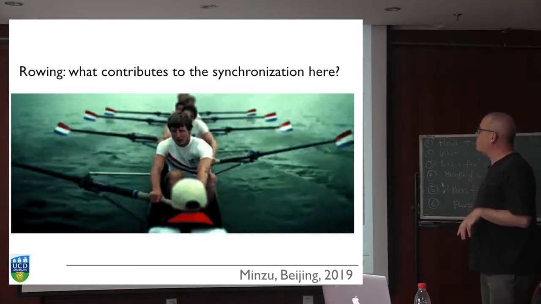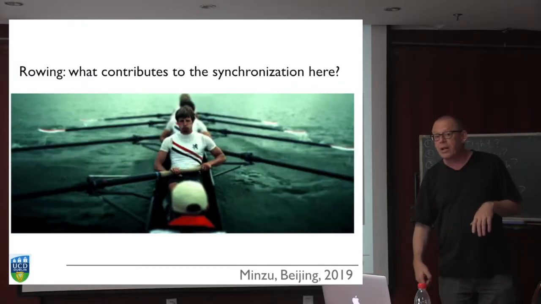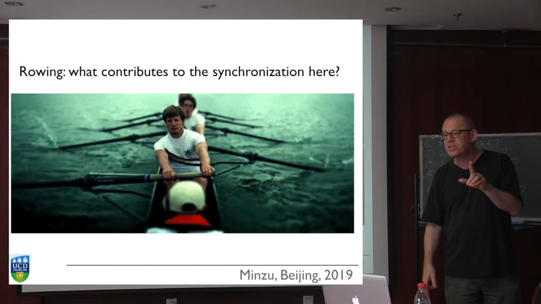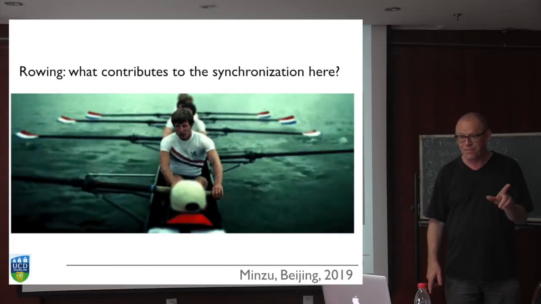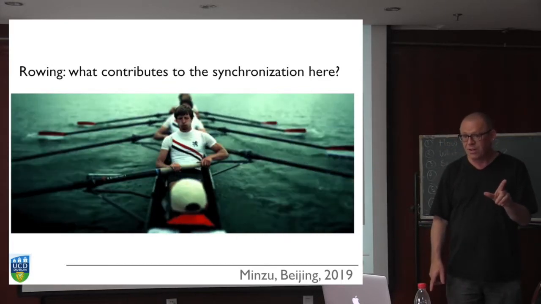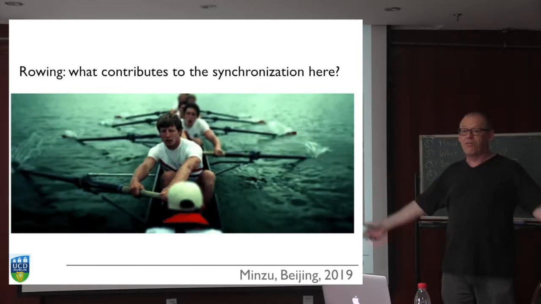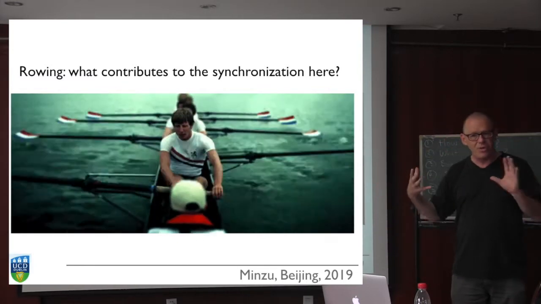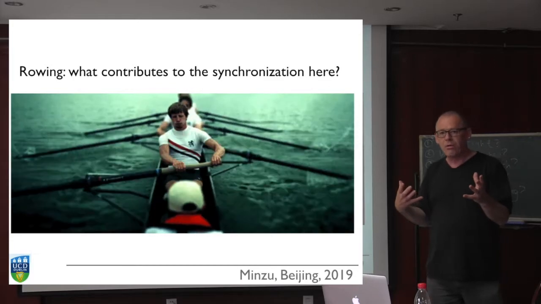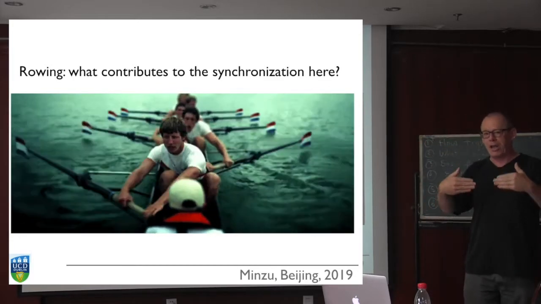The strength of the coupling between individuals is actually quite a lot. If one of these individuals makes a mistake, it can stop everyone else. More like synchronous speech. They may fall over. It can really be disastrous. So successful rowing requires that everybody be involved.